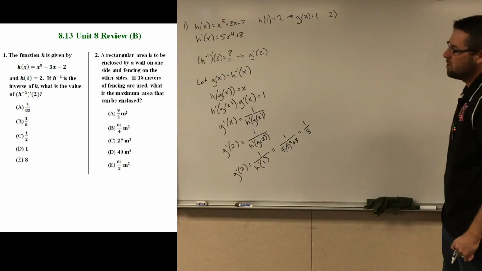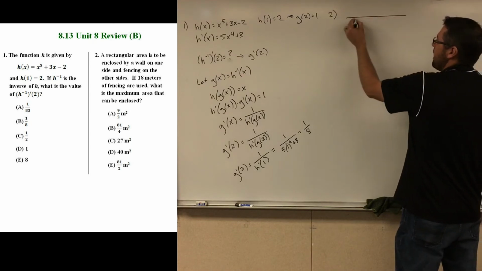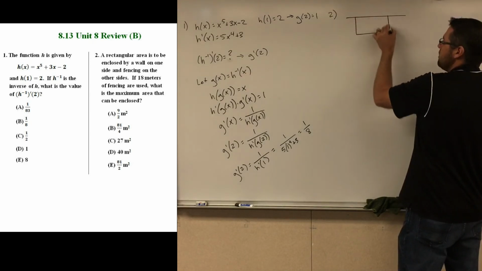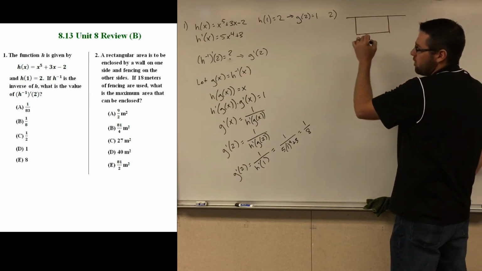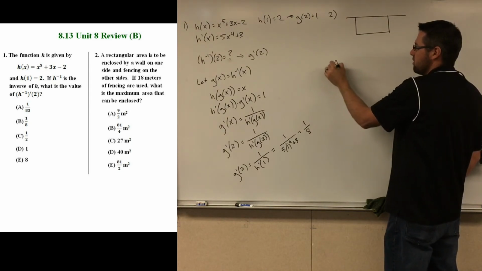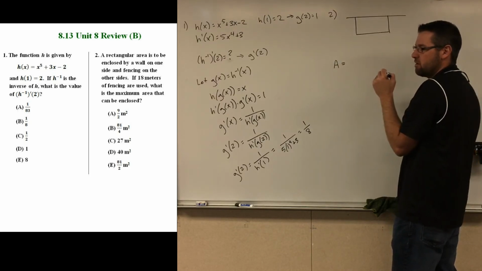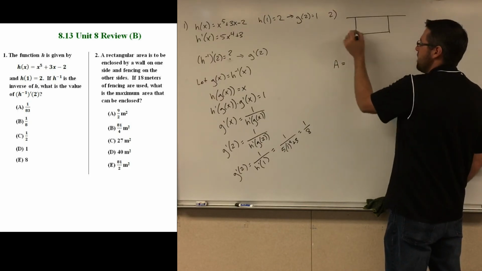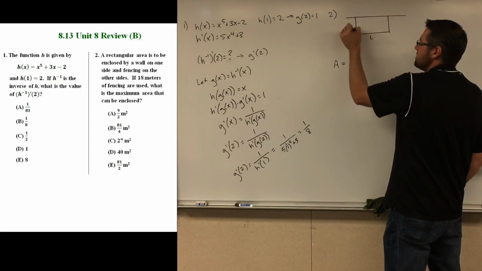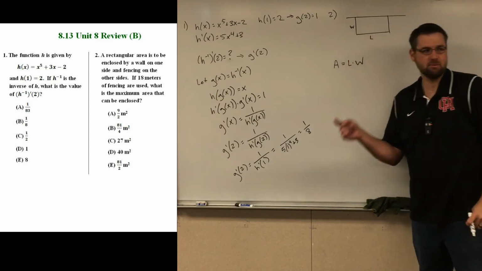All right, number 2. We have a wall, and we have a fence going around. So we are looking for the maximum area. So what's the area of that shape? Call this L, call this W. So it's going to be L times W. We are looking for the maximum area.